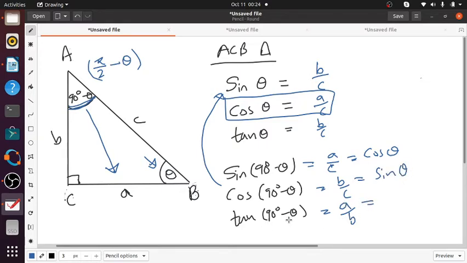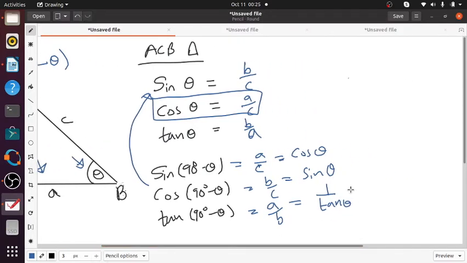And tan of 90 minus theta is A over B, but we don't have any A over B here. Instead we have B over A, which means this is equal to 1 over tan theta. We all know what 1 over tan theta is. This is equal to cot theta. Notice this.